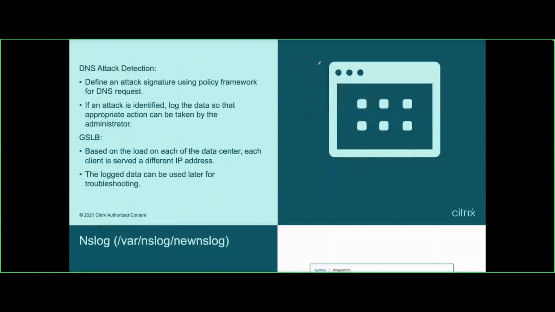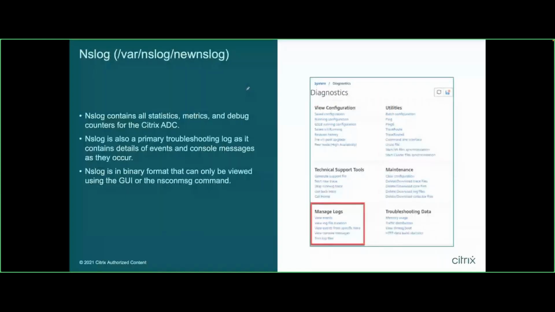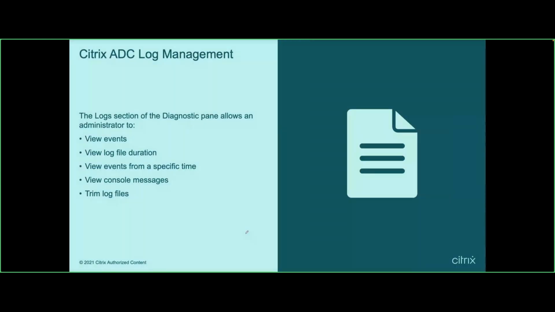So we got the NS log. You can go to the system diagnostics and manage the logs, and you can see events, log duration, specific time, and view console messages. You can cut the logs, but we normally don't do this. We do not trim the logs. Now you can check the events, the log file duration, events from a specific time, console messages, and trim the log. These are the ADC log management options that you have.